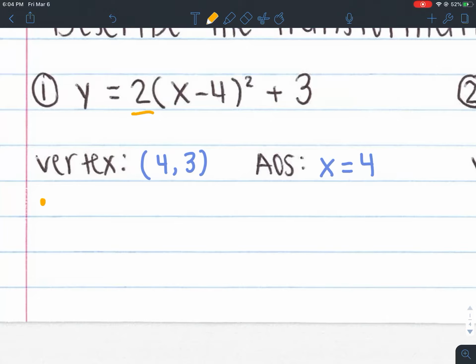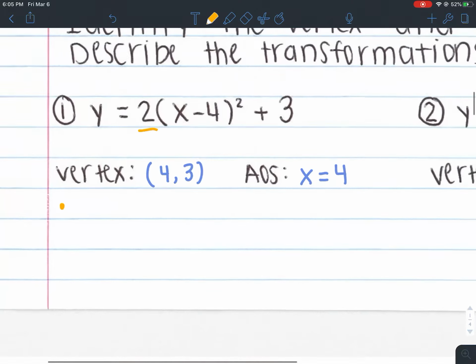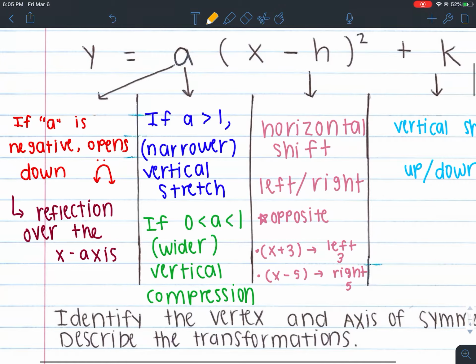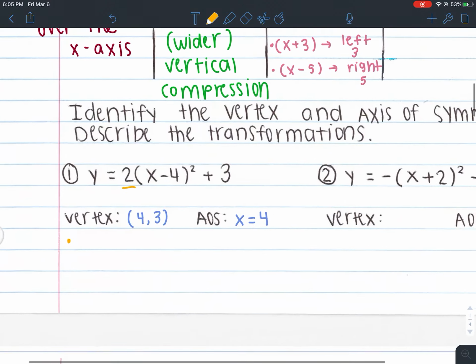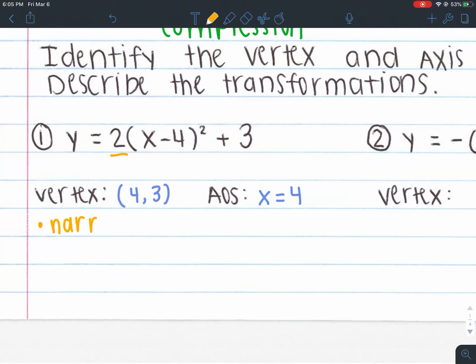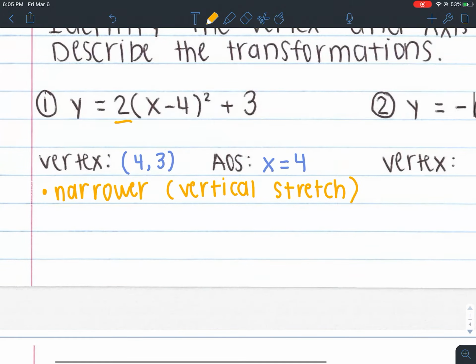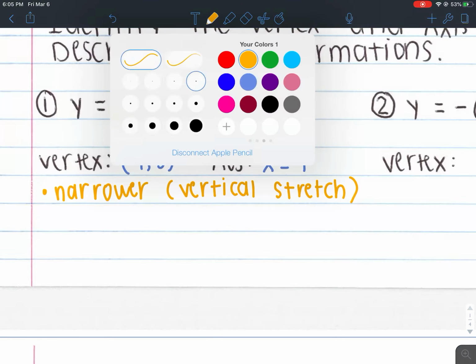So right off the bat, there is no reflection happening here, okay? But does my graph get narrower or wider because of that 2? Well, remember, the normal parent function has a equal to 1, okay? So is 2 bigger than 1 or less than 1? It's bigger than 1, right? So if 2 is bigger than 1, if the a value is bigger than 1, what happens? Well, my parabola gets narrower. It's a vertical stretch. Okay, it gets narrower because of that a value being 2.